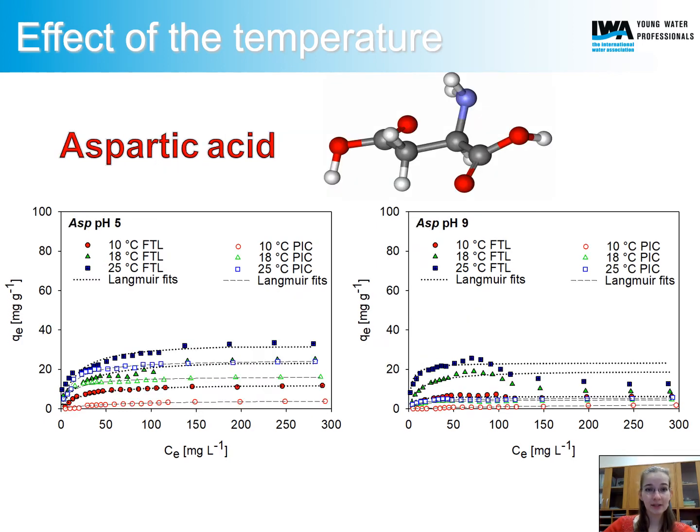The last examined amino acid is aspartic acid. This substance is very hydrophilic. That means it's very complicated to remove these amino acids from water. As we can see on these two graphs, the removal efficiency is low. pH 5 seems a little bit more suitable for its removal, and at this pH we can also see the effect of temperature. It's the same trend as I already mentioned. With increasing temperature, the removal efficiency also increases.